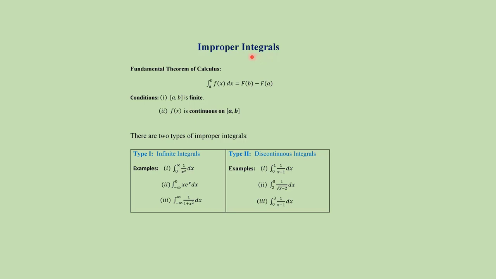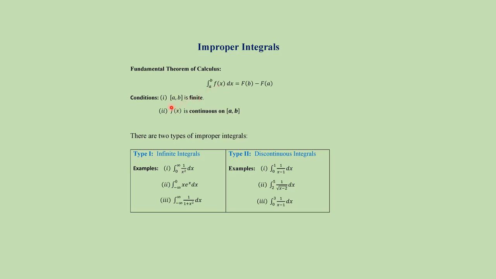In this video, we will learn how to evaluate different types of improper integrals. From the fundamental theorem of calculus, we learned that if a function f of x is continuous on the interval ab, then we can integrate the function and it becomes F of b minus F of a, where this capital F is the antiderivative of small f.